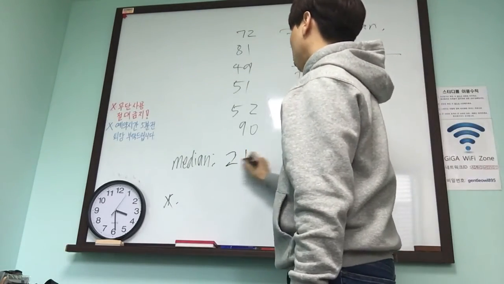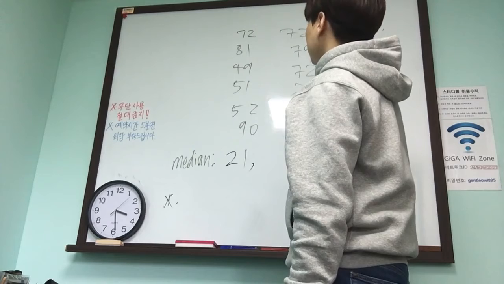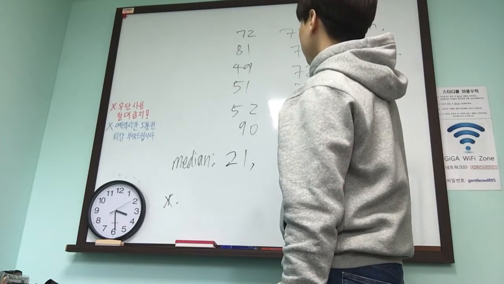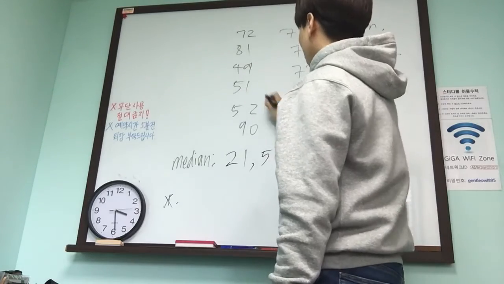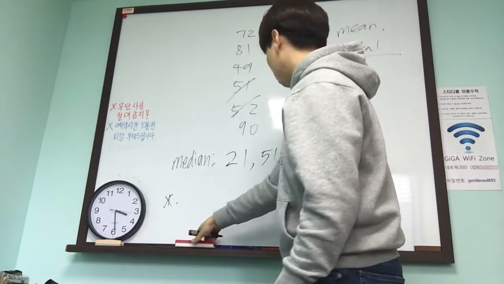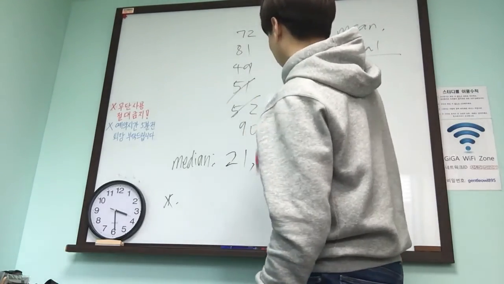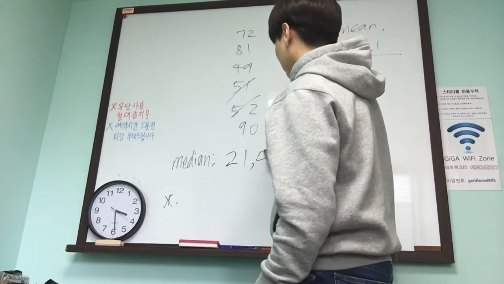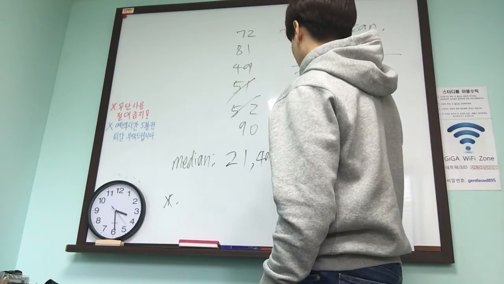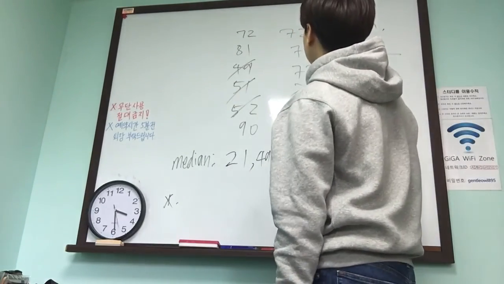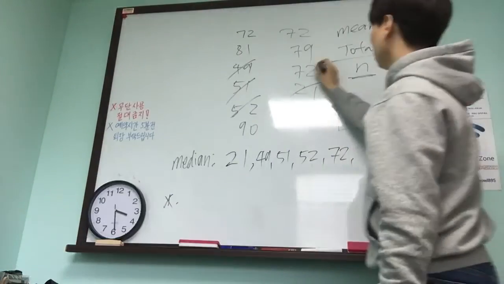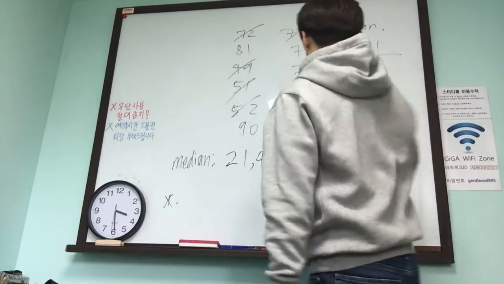21 is my smallest number. What's next? I see 51 and 52. Oh sorry, it should have been 49, then 51, 52. So 21, 49, 51, 52. What's next? I've got 72s. I've got 3 72s.